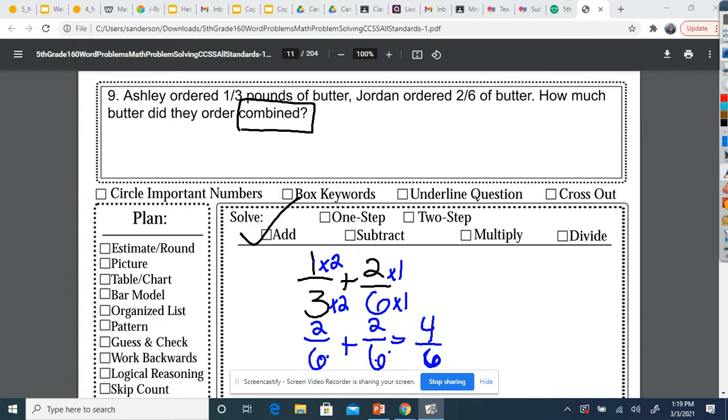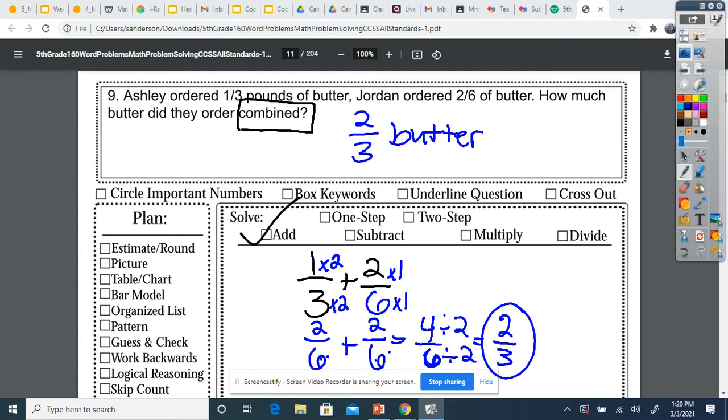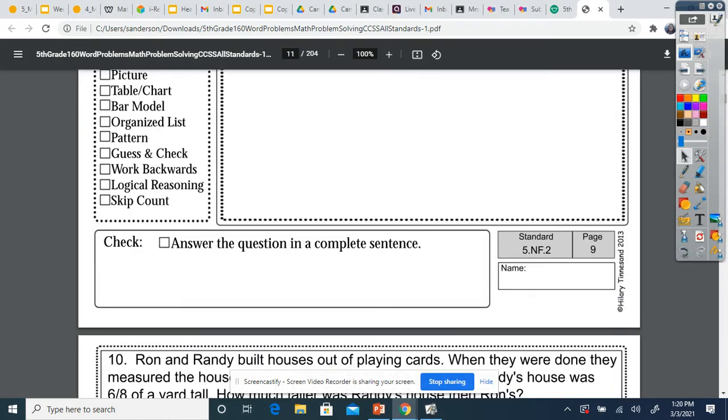So you have to ask yourself, what is the highest number that both 4 and 6 can be divided by? And they can both be divided by 2. That's the largest number they can both be divided by. So 4 divided by 2 is 2. 6 divided by 2 is 3. So 2/3 is my simplified answer. So how much butter did they order combined? 2/3 butter. All right. Let's go to the next one.